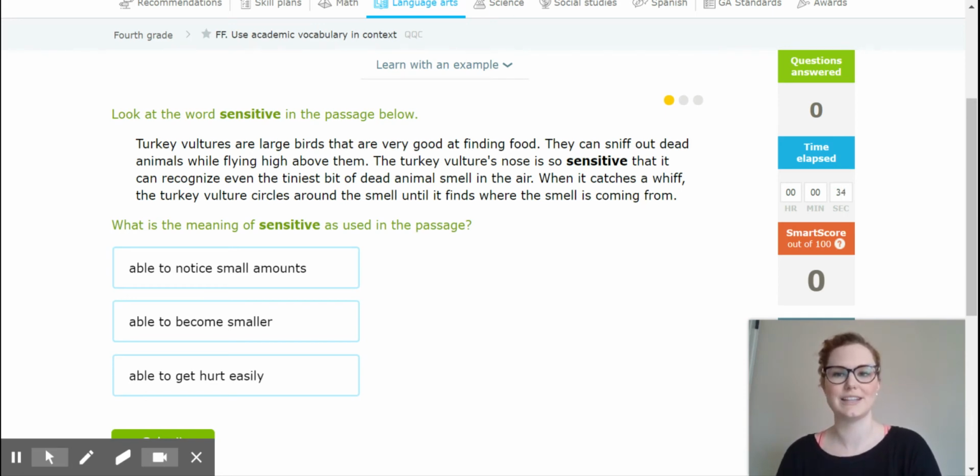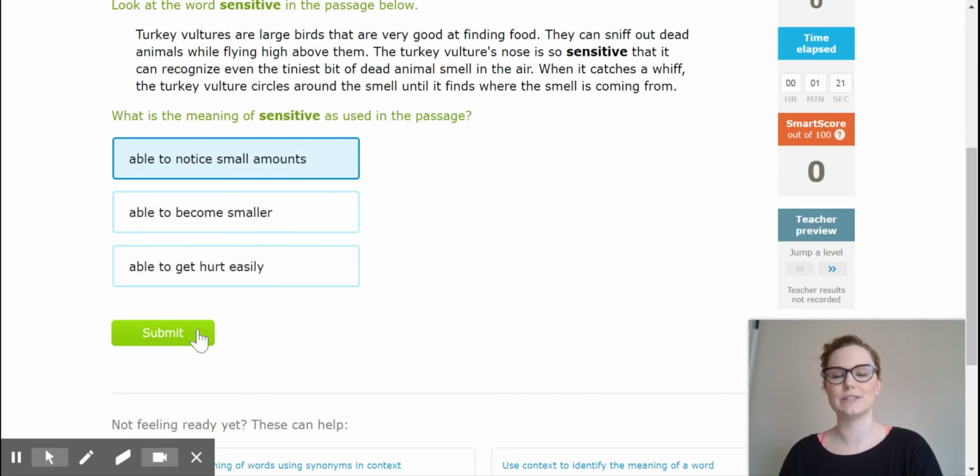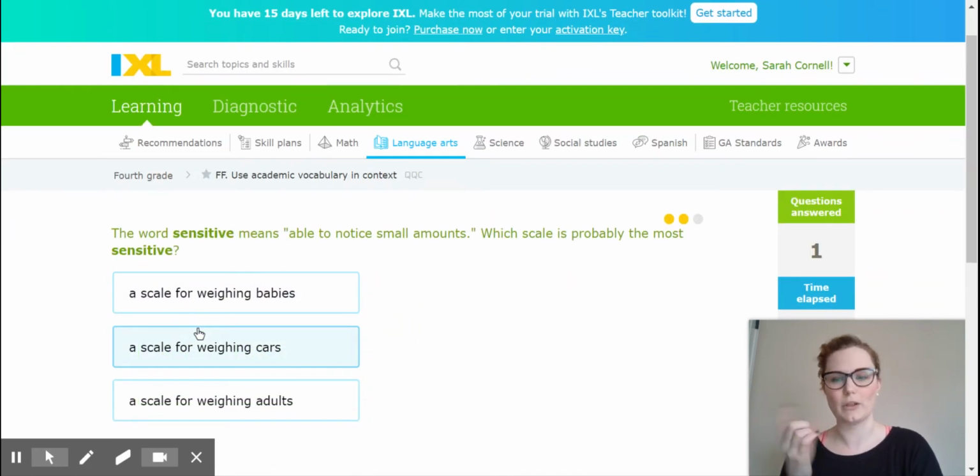So it says right here that the nose is sensitive, that it can recognize the tiniest bit of dead animal smell in the air. So if it can recognize this tiniest bit of smell in the air, it must be able to smell really easily. So it must be able to notice small amounts, be able to become smaller, be able to hurt easily. Now, I don't think hurt fits because this doesn't have anything to do with the vulture hurting. The turkey vulture's nose is so easy to hurt. It becomes smaller. His nose doesn't become smaller, but it is able to notice a small amount of that animal smell in the air. And if I plug that in, its nose is able to smell the smallest amount of animal smell in the air. That fits. So sensitive in this sense must mean that it can smell small amounts.